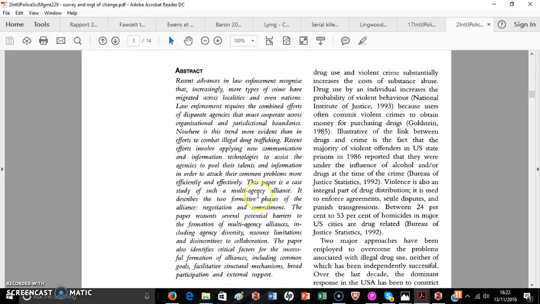you can see here it's talking about this paper being a case study of multi-agency alliance, and then it says it describes the two formative phases of the alliance: negotiation and commitment. It then goes on to recount potential barriers to the formation of multi-agency alliances. All of these are the problems as well, but then it goes on to actually identify critical factors for the successful formation of alliances, including common goals, etc. So I thought that was quite a nice little study.